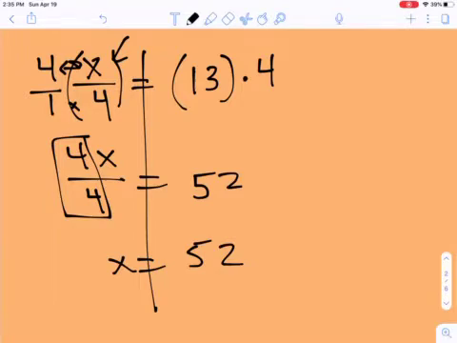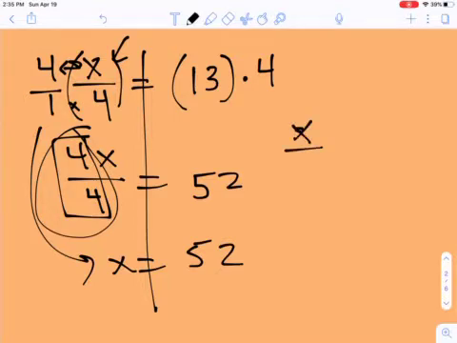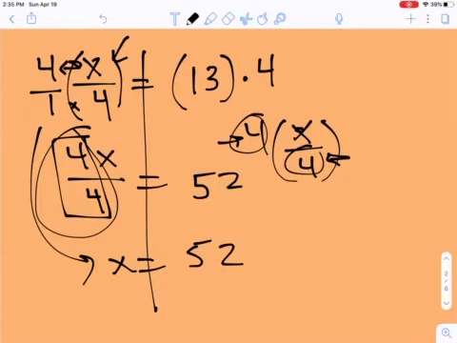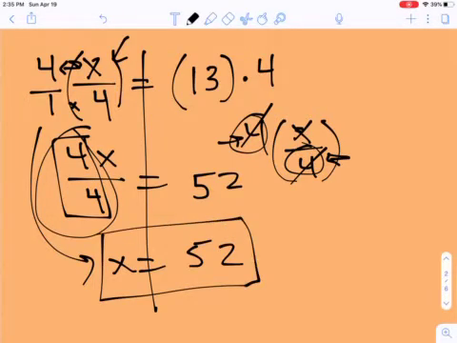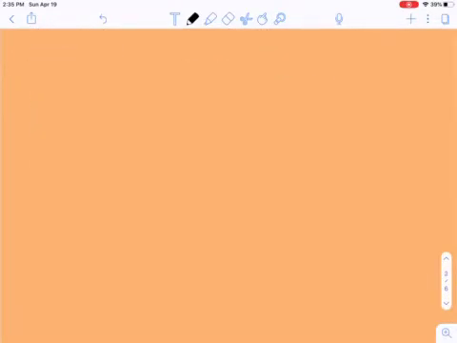Now, another way of thinking about it, without including that step and going straight to the x equals 52 step, is this. Let me write this out again. If I have x over 4 and I'm multiplying this by 4, I know that this is in the numerator and I know that this is in the denominator. You can use cancellation, because if you have the same thing in the numerator and the denominator, they are going to cancel each other out. I want you to think about that on your way to getting these answers. All right, let's look at another one.